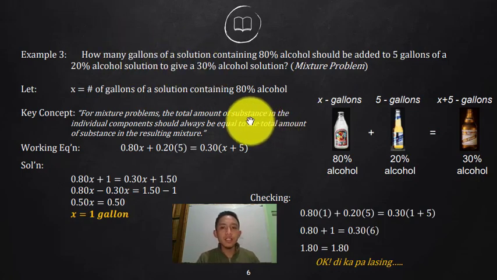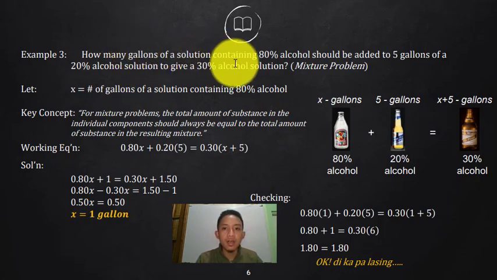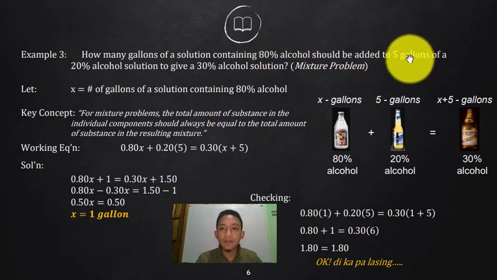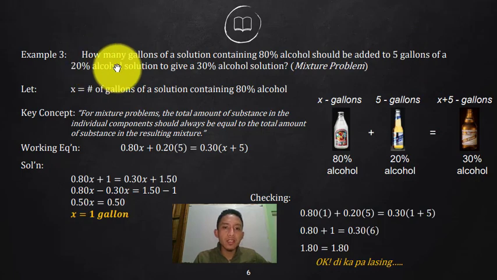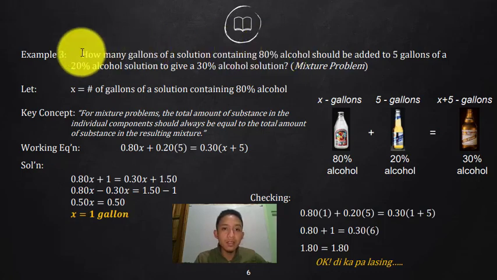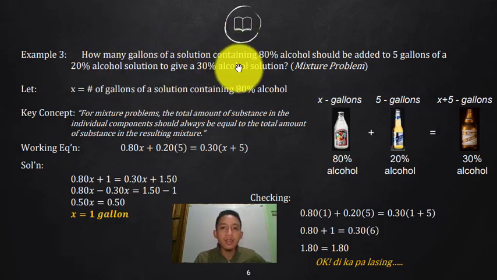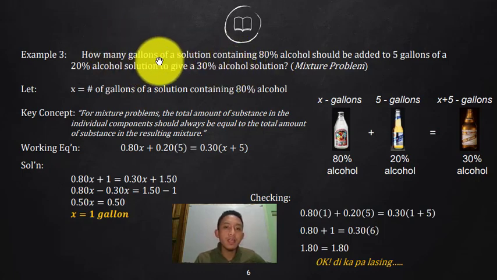So again, let's try to understand how many gallons of solution. We are talking here of how many gallons, that is the volume of a solution that contains 80% alcohol, should be added to 5 gallons. That unknown, we are going to add on a 5 gallons that contains 20% alcohol only. If you add that unknown number of gallons of 80% alcohol to that 5 gallons of 20% alcohol, you will end up with a 30% alcohol solution. So that is the problem. The question: how many gallons of that 80%?